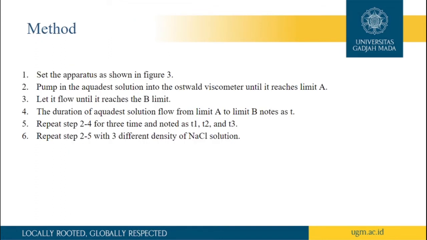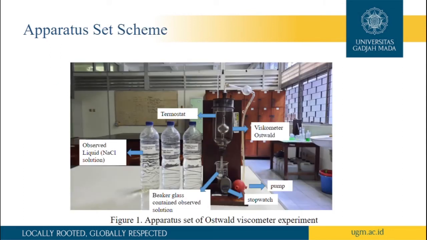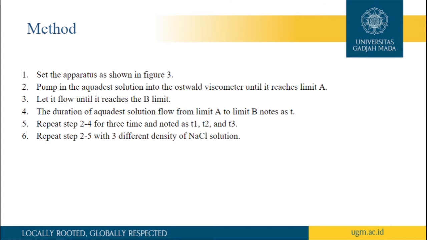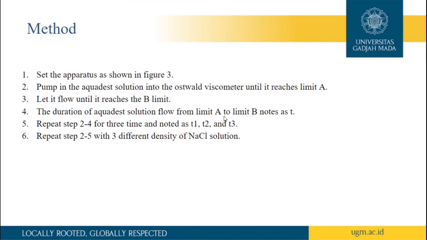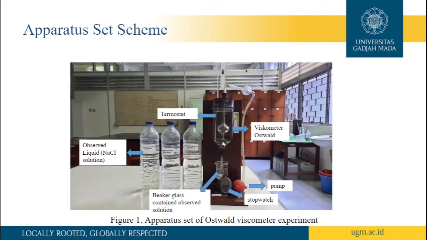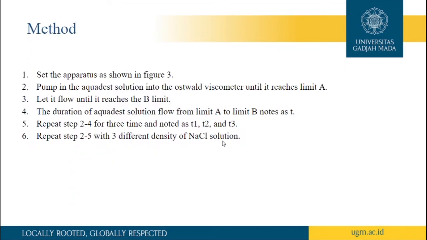The method of this experiment, of course, we set the apparatus as shown in figure number 3 here, and we pump the aqueous solution into the Ostwald Viscometer until it reaches the A point, or here the A limit. Let it flow until it reaches the B limit, or here the B point. The duration of the aqueous solution flow from A point to B point is noted as T, or the flow time.